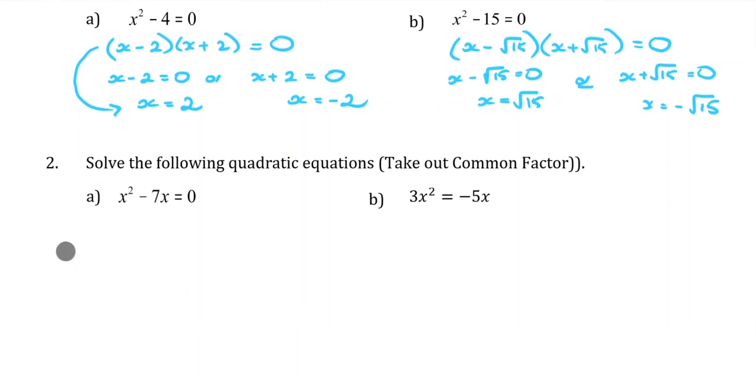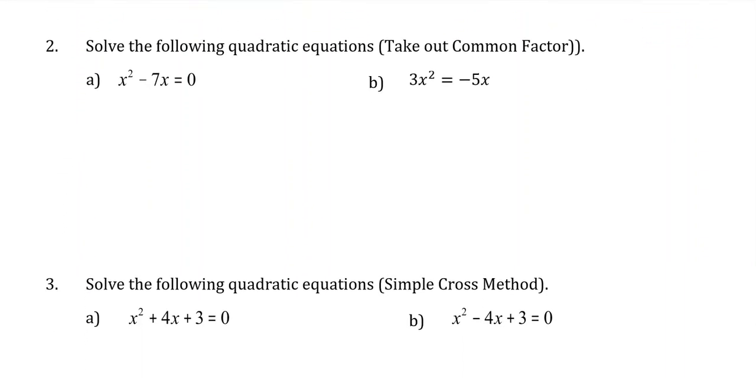Question 2. We're going to solve by taking out a common factor. So I can bring out a factor of x from this, which will leave x minus 7 equals 0. Now from null factor, from the x out the front, I'm either going to get x equals 0, or from the bracket, I'm going to get x is equal to 7. So I'm starting to shortcut that method.